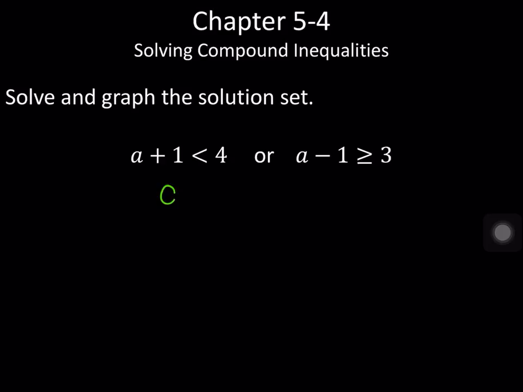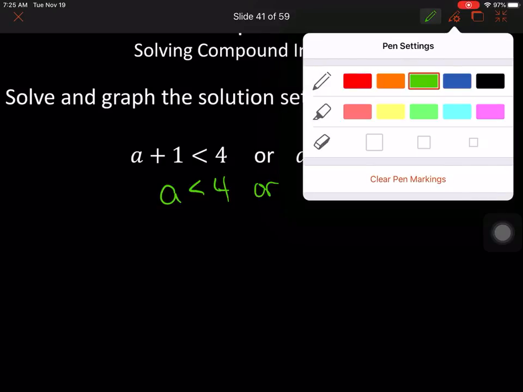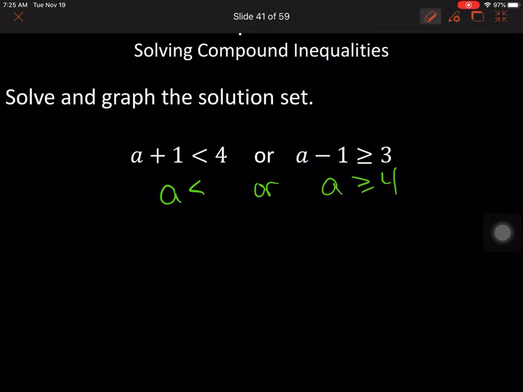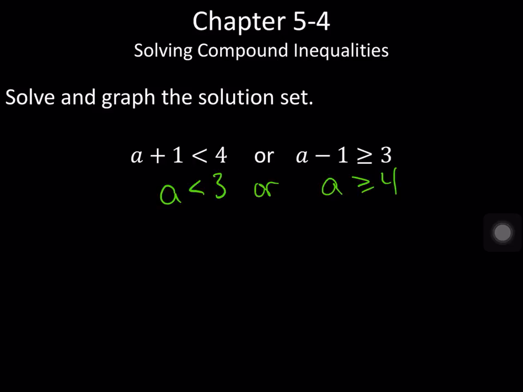Subtracting 1 from both sides. Excuse me, I didn't actually subtract my 1. Alright, hold on just a second. There we go. Subtracting 1 from both sides, A is less than 3, or A is, adding 1 to both sides, A is greater than or equal to 4. So union or says put them together.